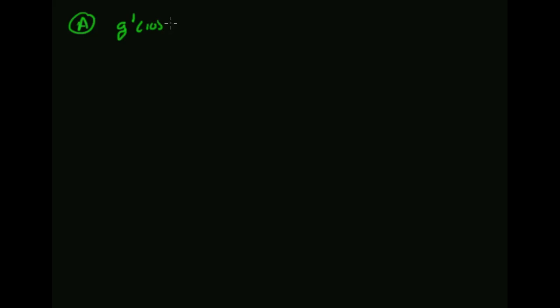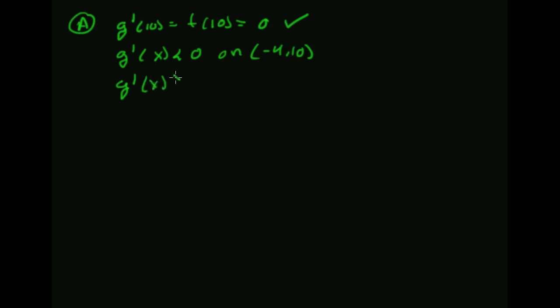So g prime of 10 is the same as f of 10, which is equal to 0, which means the derivative is 0, which is the first part of the second derivative test. And then if I look at this, g prime of x is negative on the interval from -4 to 10. F is decreasing. G prime, or f, is negative at that point. G prime of x is also less than 0 on 10 to 12. So g is decreasing on both of these intervals.